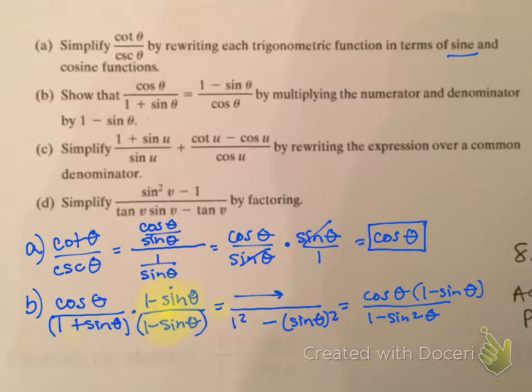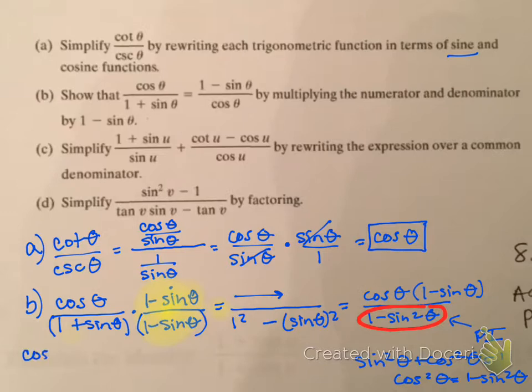What I need to do is use the Pythagorean identity in the denominator. And the Pythagorean identity, just to remind you, is sine squared theta plus cosine squared theta equals 1. So if I take sine squared theta over to the other side, I get cosine squared theta equals 1 minus sine squared theta. And that's exactly what I have in the numerator. So I can use substitution, and that's exactly what I'm going to do.